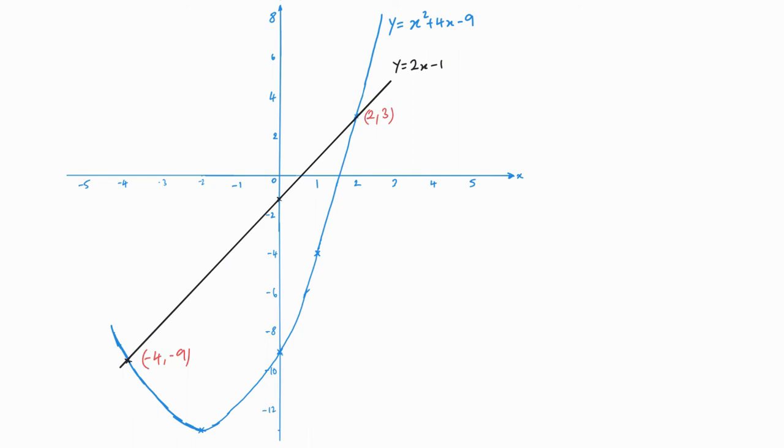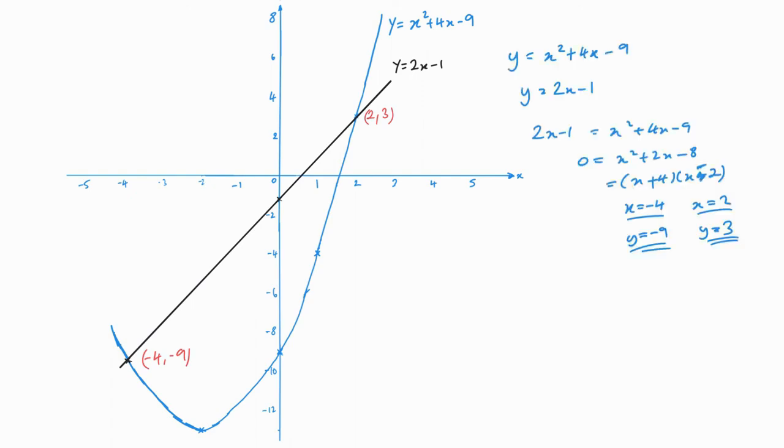Now I'll pop up the algebraic answer, and as you can see, my answers are correct, but it was a little bit of a guess. With the -4, -9, it didn't quite look like that. I've kind of just assumed it was hitting an integer value there. So with the graphs, it's only as accurate as you can draw them.